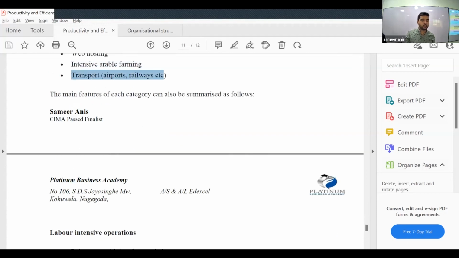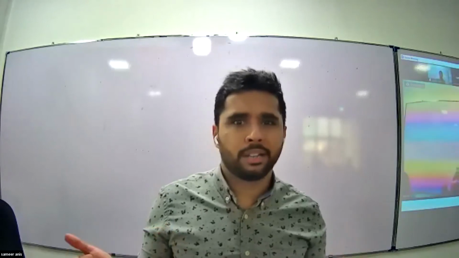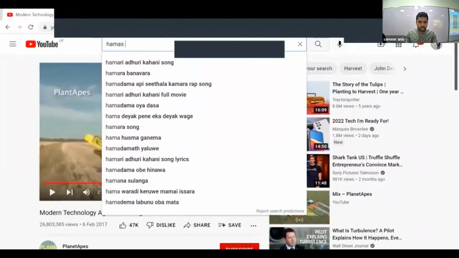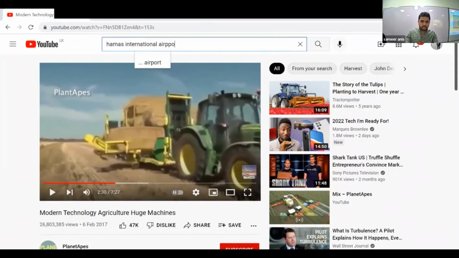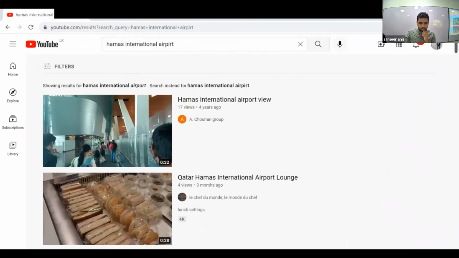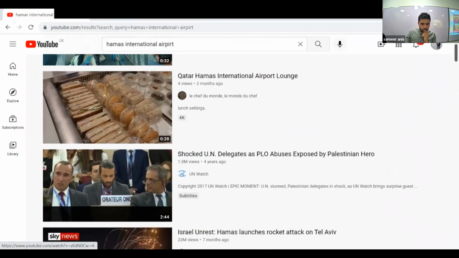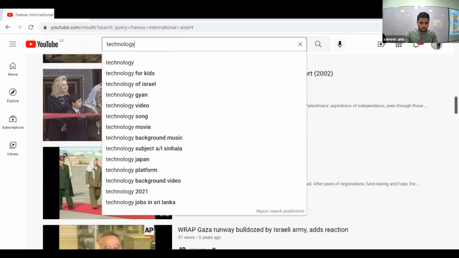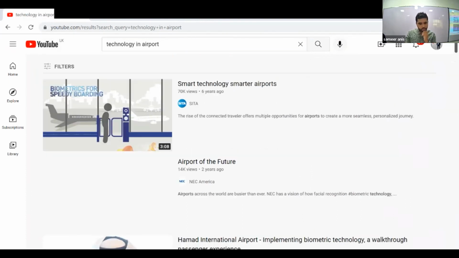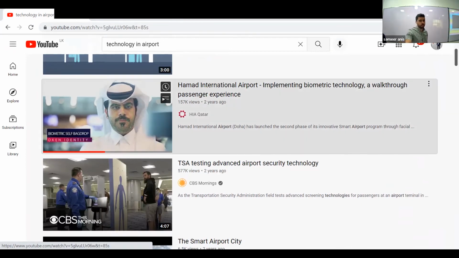Then transport guys, airports used to be highly labor intensive. But now airports are becoming very sophisticated, especially the Hamad airport in Qatar, guys. The whole thing is next level tech, like the checking in, there are no workers, guys. Here, let me just show you guys. I think it's called the Hamad International Airport or something like that. Anyways, it should show similar results. Maybe I can put technology in airport, I guess. Ah, yeah. Hamad International Airport, my bad.